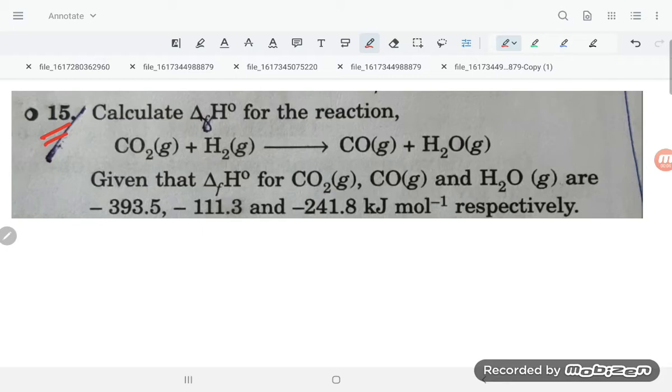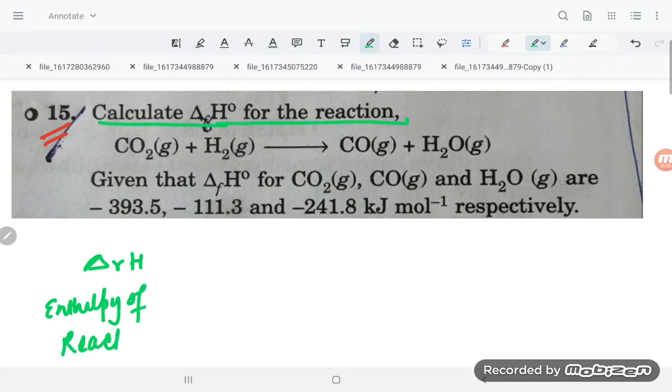What is the problem? The question says, calculate the ΔrH for the reaction. ΔrH means the enthalpy of this reaction they are asking. This is what is known as the enthalpy of reaction. The reaction they have given is CO2 plus H2 giving CO plus H2O. These all are in the gaseous phase, dear students.